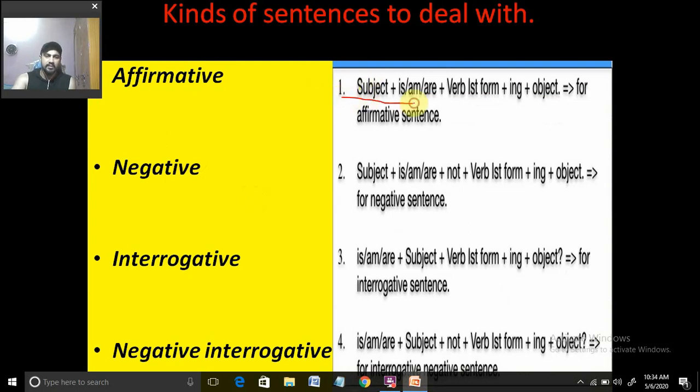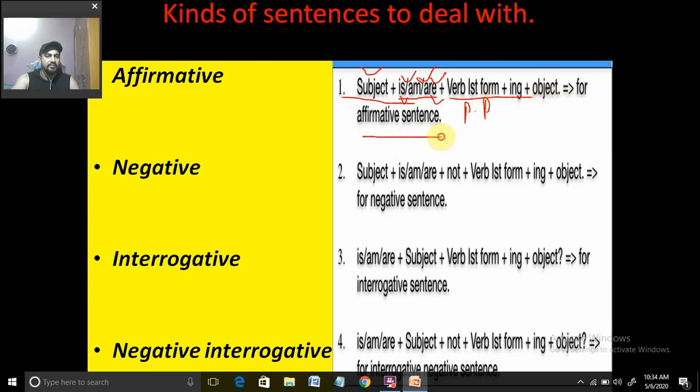Here you can see we are using a subject. Whichever subject it is, if it is singular then is, if it is plural then are, and if it is I then am. With a singular noun we are using is, with a plural noun we are using are. In case of pronouns, with singular is and with plural are, and with you also we are using are. Then the verb's first form plus ing, that is the present participle in English grammar.